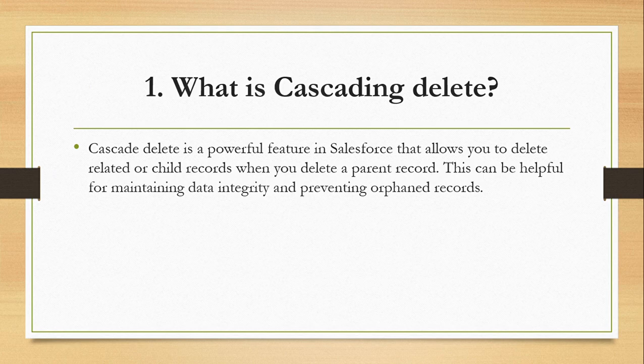Cascading delete is a powerful feature in Salesforce that allows you to delete the related or child records when you delete the parent record. This can be helpful for maintaining data integrity and preventing orphan records. It means whenever you delete a parent record, the associated child records will be automatically deleted in a master detail relationship. That's why it is called cascading delete.